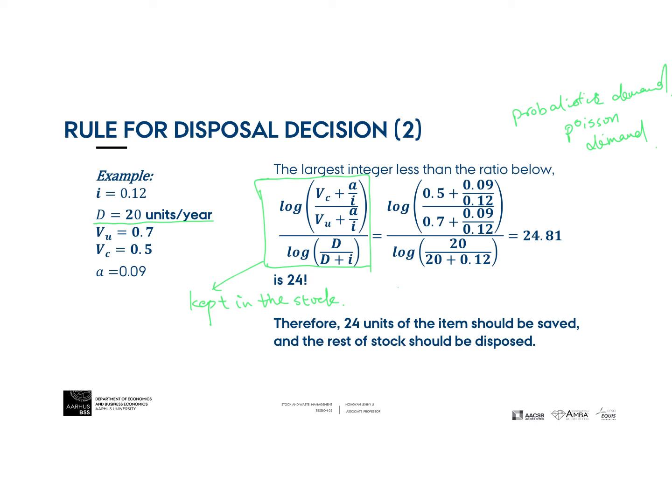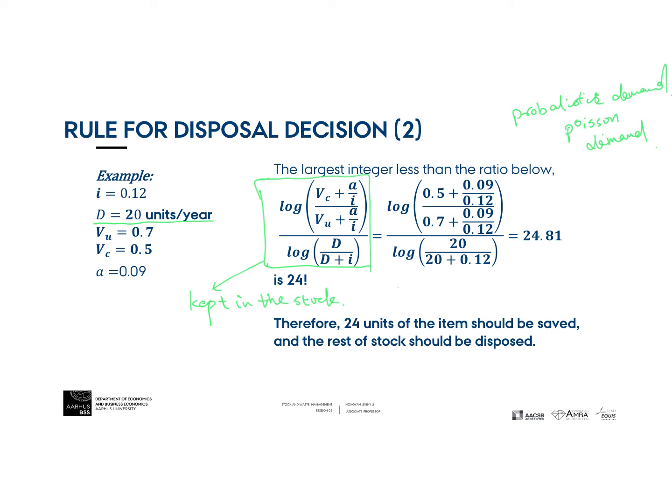In this formula, you can see we consider two values. One is the current salvage value, and one is the ultimate salvage value. This determines whether you should salvage the item now or in the future. This formula gives the largest integer, which is the number you should still hold in the inventory. In other words, the rest of the items should be disposed.